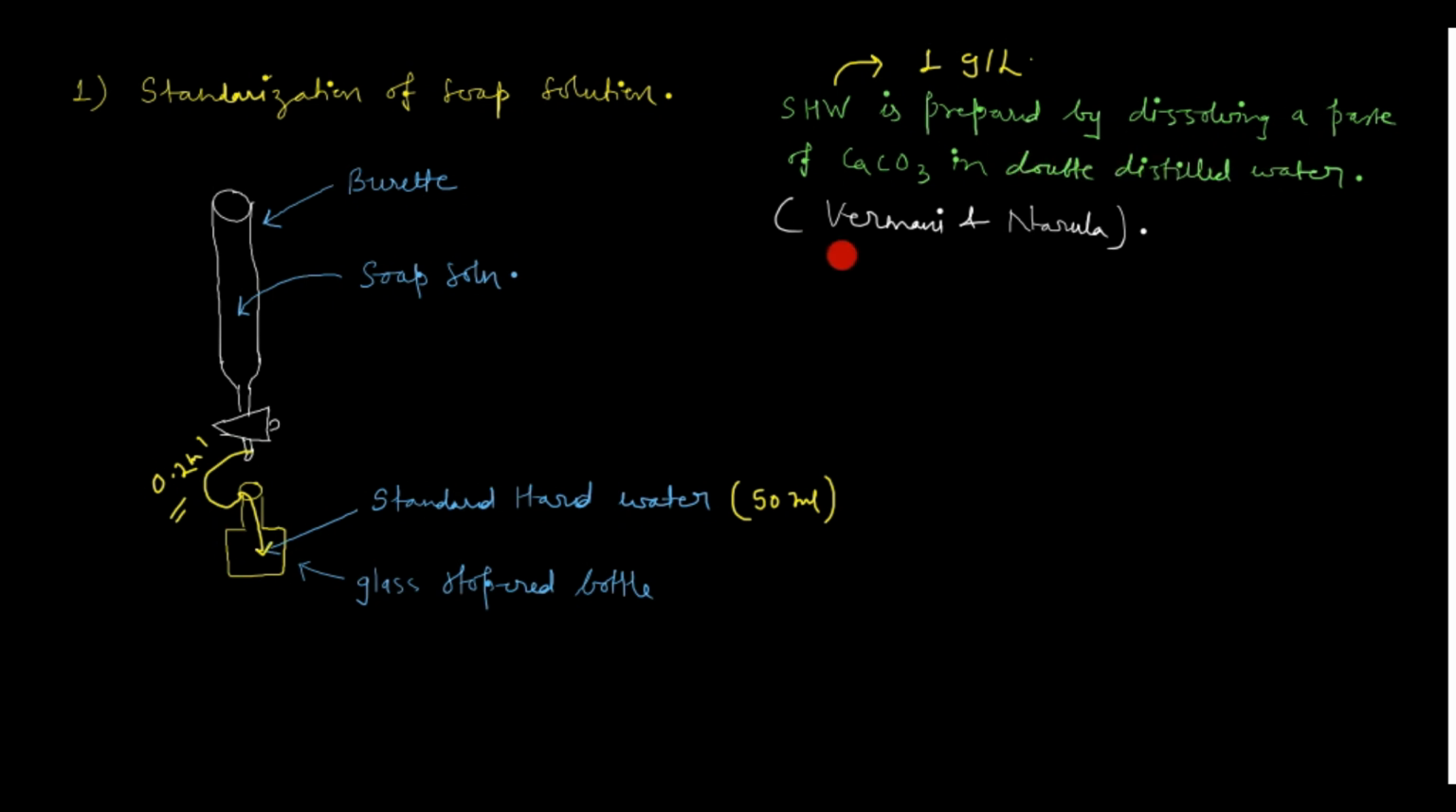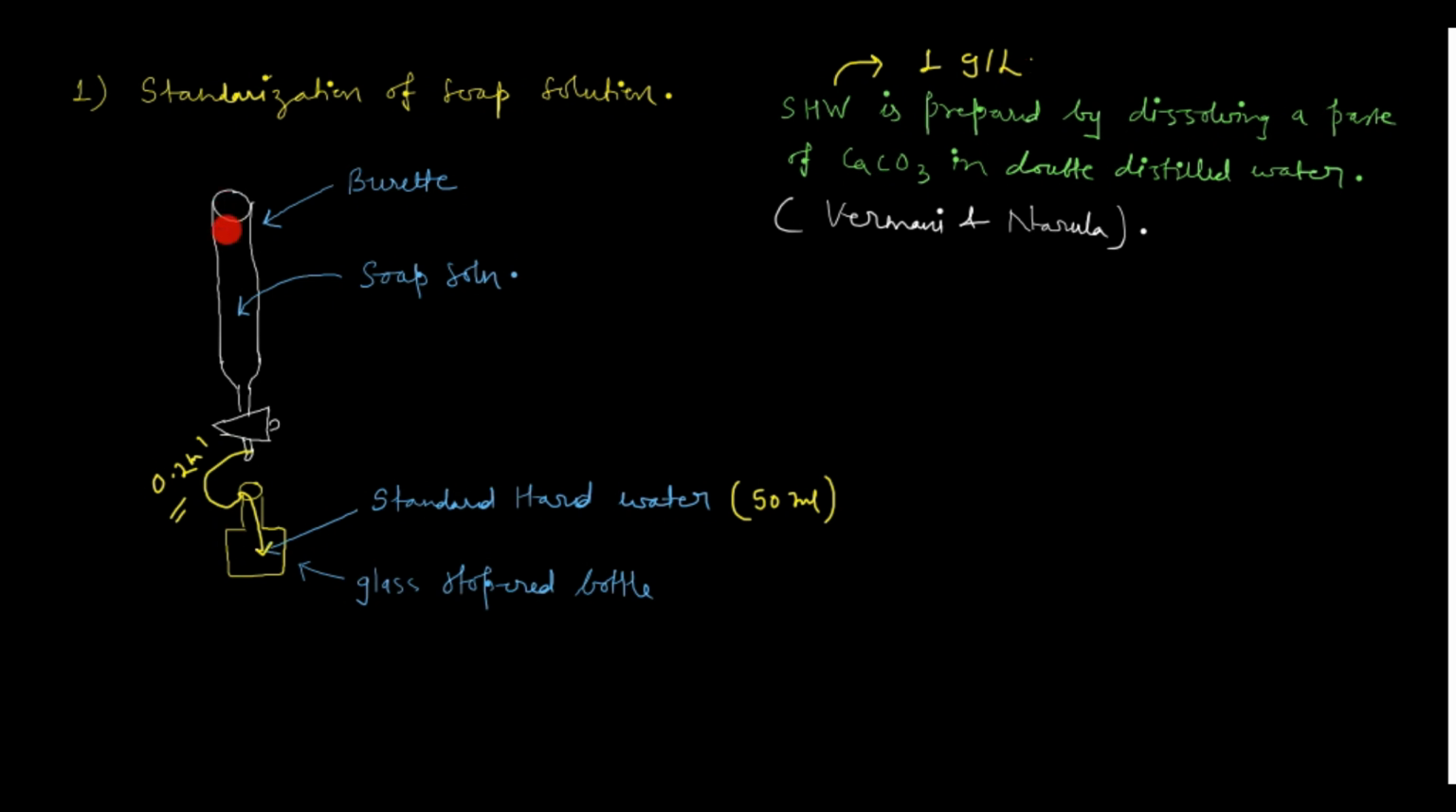The method is given in the Theory and Practice of Engineering Chemistry by Vermani and Narula. You can go there to see how we can prepare the standard hard water. Here we fix the hardness of the standard hard water as 1 gram per liter, please remember. So I will dissolve 1 gram of calcium carbonate in 1 liter. This is very important, you need to understand.